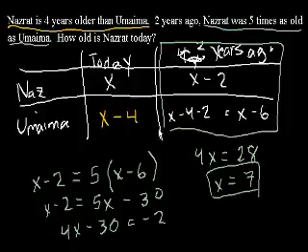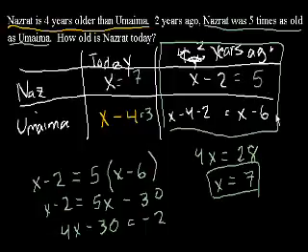And does this make sense? Well, if Nusrat today is 7 years old, then Umama today is going to be 3 years old, and that makes sense because there's a 4-year difference. 2 years ago, Nusrat was 5 years old, and 2 years ago, Umama was only 1 year old, right? Because X minus 6. Nusrat is 7, Umama is 3 right now. 2 years ago, Nusrat was 5 times as old as Umama: Nusrat was 5, and Umama was 1. So it all works out.